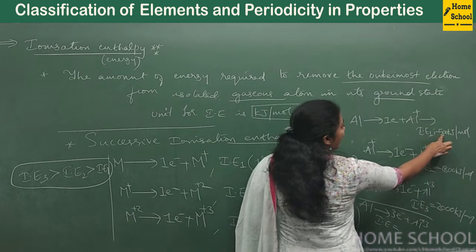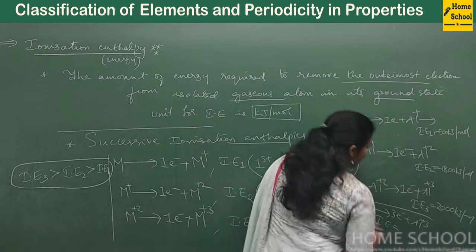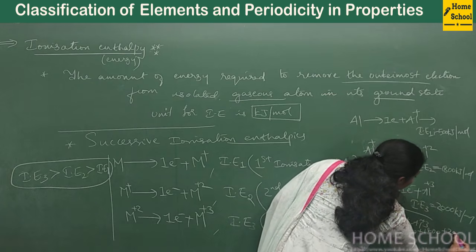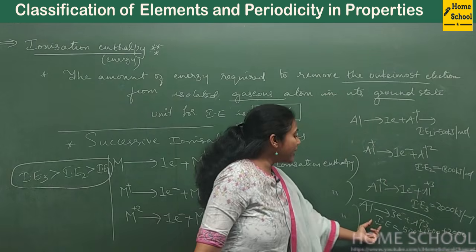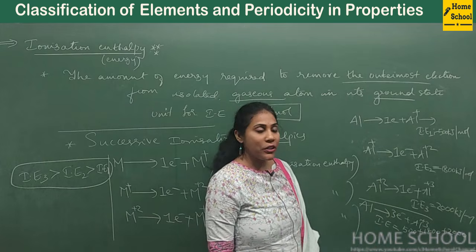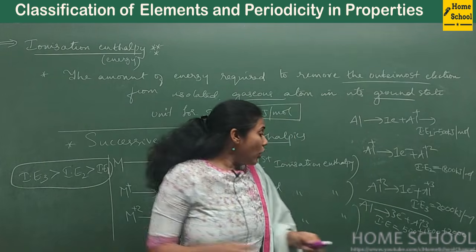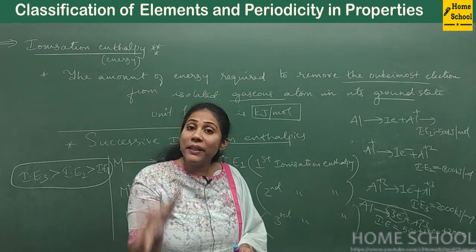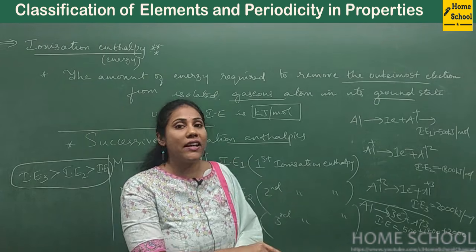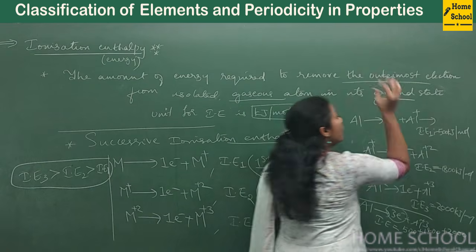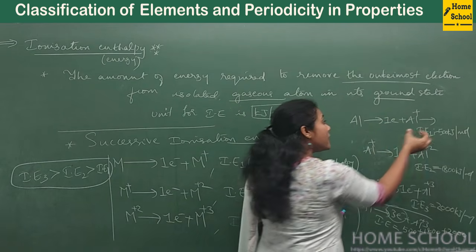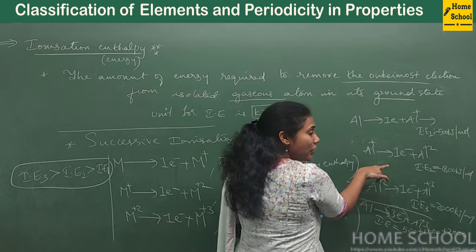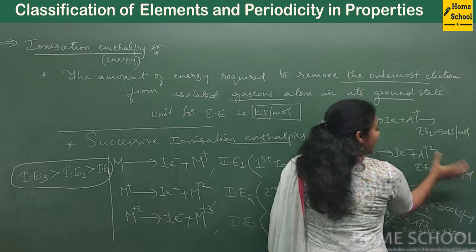Okay, so 500 plus 1800, plus 2000, if you add them, you will get the total ionization enthalpy. But actually, all three electrons cannot be removed at a time. They have to be removed one by one, stepwise. So first you need to remove one electron. For that you need some energy. How much? This much. To remove the second electron from the outermost shell, you require this much energy.